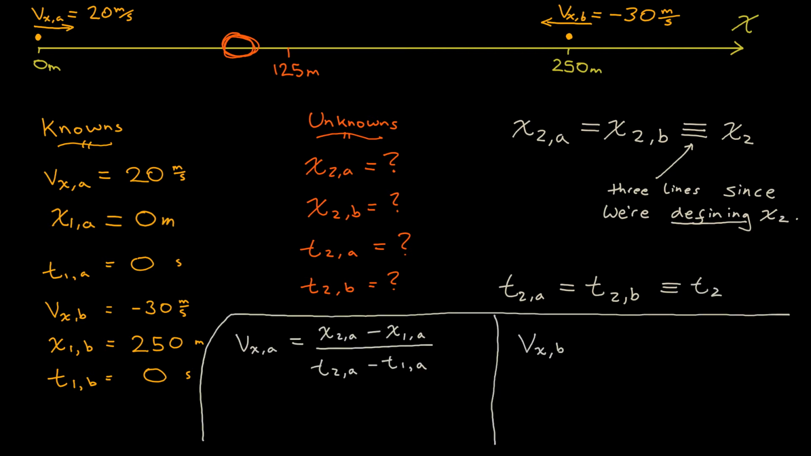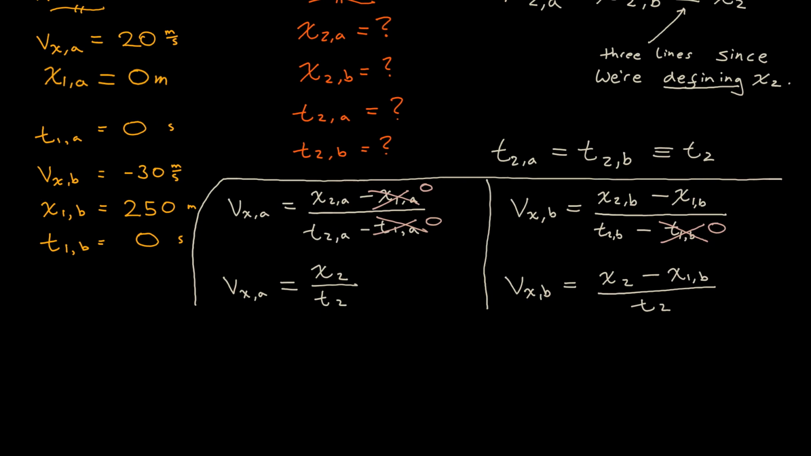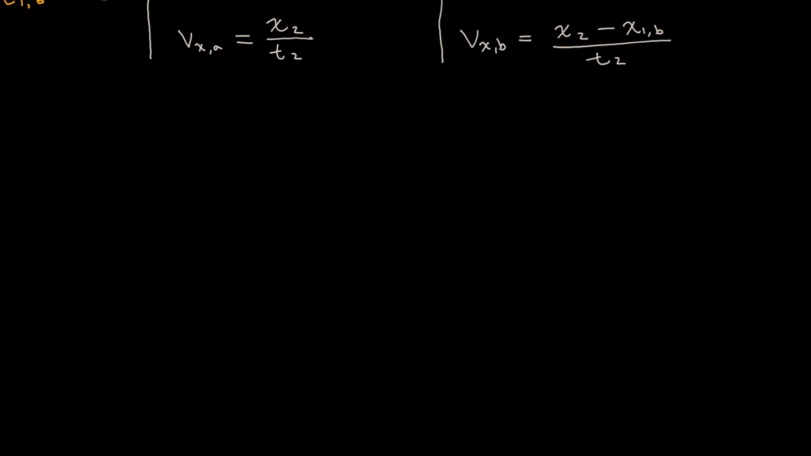Okay, now I'm going to write down the two equations, one equation for each of the cars. Let's start with the first equation. We can simplify this right away by noticing that x1a is 0, t1a is 0, and we know that x2a is x2, t2a is t2. Now looking at the second equation, we know that t1b equals 0. And again, we relabel x2 and t2. Now we have two equations, and there's two unknowns. That's x2 and t2. So when you have two equations and two unknowns, it means you can probably find the unknowns just by doing some basic algebra.